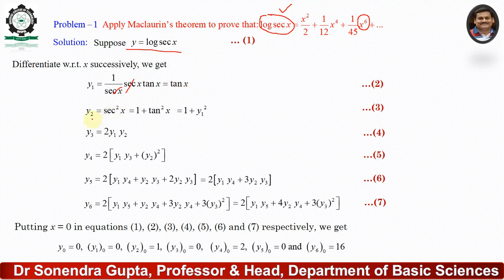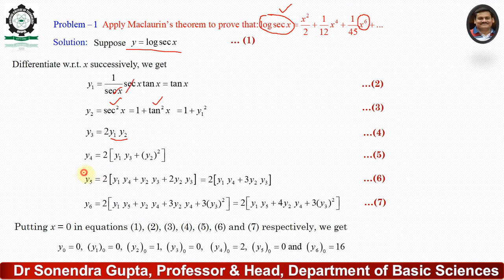Again we differentiate, then y2 equals sec square x, which can be written in the form 1 plus tan square x. Now tan x is the value of y1, so y2 equals 1 plus y1 square. Again differentiate: y3, where the derivative of 1 is 0 and the derivative of y1 square is 2 y1 y2. Again differentiate: y4 equals 2 y1 y3 plus y2 square, using the multiplication rule.